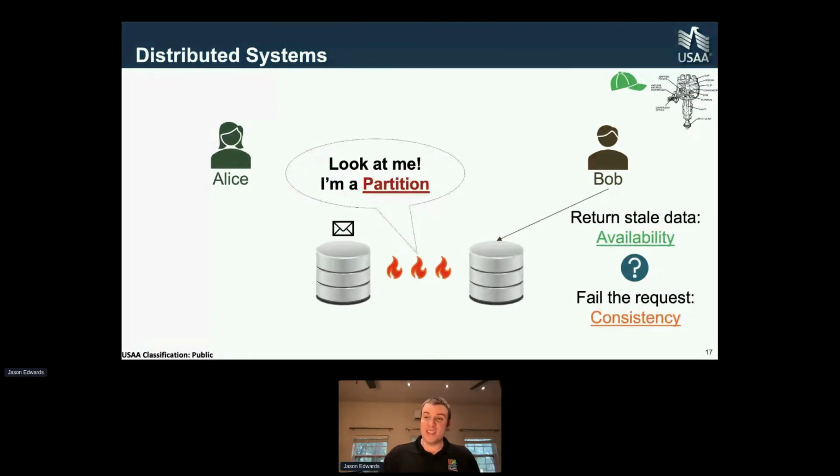Our other choice is, you know what? We really can't stand to give Bob any out-of-date data. We need data consistency. So Bob's request is going to fail because there's a partition. We can't guarantee that everything is up to date. And so we have the three ingredients of CAP theorem: consistency, availability, and partition tolerance. You only get to pick two of those.